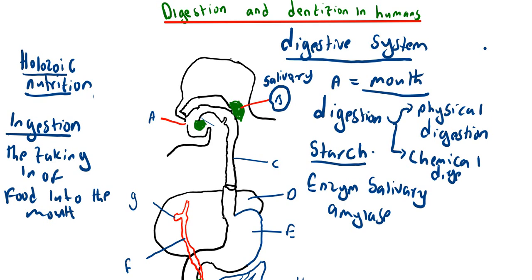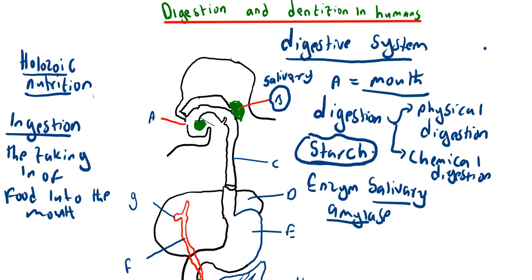To summarize everything, we have two types of digestion. Digestion can be physical, called physical digestion, or it can be with the help of enzymes, called chemical digestion. What type of food is digested chemically in the mouth? That is starch, with the help of the enzyme salivary amylase. I think we can proceed from there.